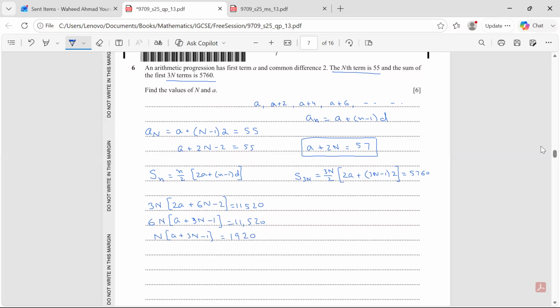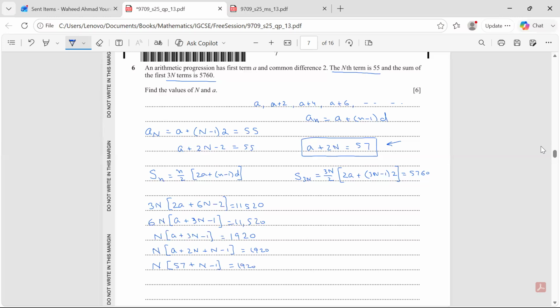I'm kind of stuck, right? I have two equations, one is this one and one is this one, and I have two unknowns, N and a, but I don't know how to solve it. So let me use a little trick here. See, if this 3N, I split it into 2N plus N minus 1. Nothing wrong, right? Okay. Now for a plus 2N, I replace it with 57. It will become N into 57 plus N minus 1 equals 1920.